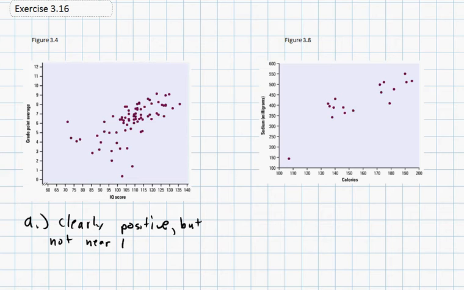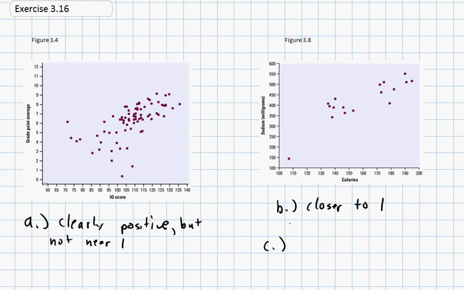For part B, we say is it closer to 1 than that for 3.4, or closer to 0. In this one, notice you can still see that pattern, even stronger. You can see that as the number of calories increases, the sodium increases. So this one is closer to 1 because it makes an even better relationship.